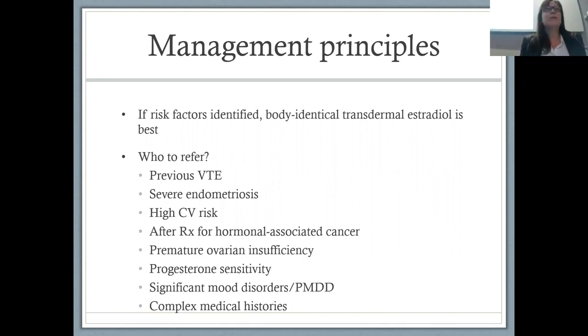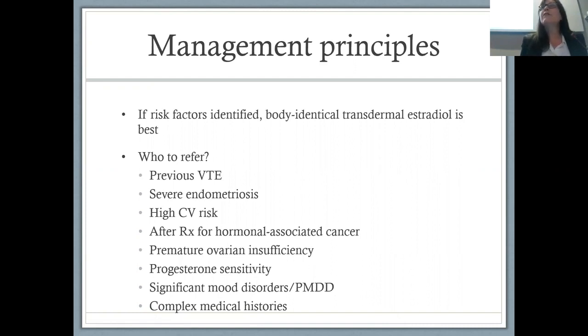We have a couple of menopause clinics here with a very long waiting list, but who should you send to see us? Who would be better managed in a high risk setting? It would be those with a previous thromboembolic event, either a DVT or a PE or a CVST, something like that. Anyone with severe endometriosis, because on hormone replacement therapy, they have a higher risk of developing endometrial cancer. Anyone who's had higher cardiovascular risk, because there's a bit of a nuanced decision as to whether they should or shouldn't get hormone replacement. Anyone who's had treatment for a hormone-associated cancer, like breast cancer or ovarian.